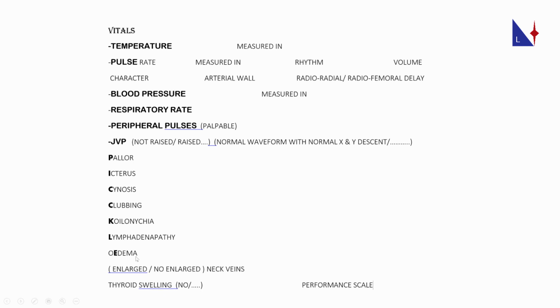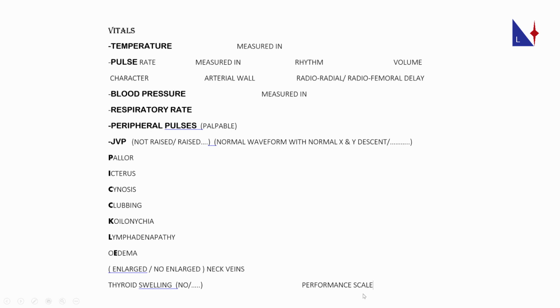Now, there are many places to look for edema. We start from below. We press behind the medial malleolus, then we press at the shin of the tibia. We can press at the sacrum. Then we have to look for any engorged or dilated veins in the neck. We have to check if there is any thyroid swelling or not. And sometimes performance scale is also mentioned in the general examination.